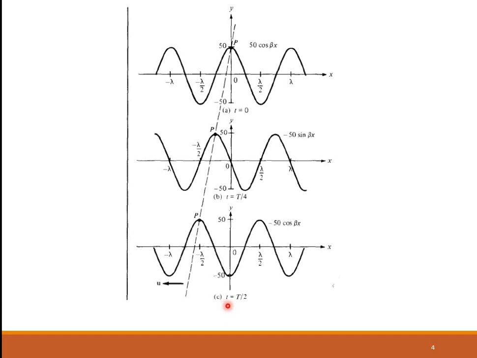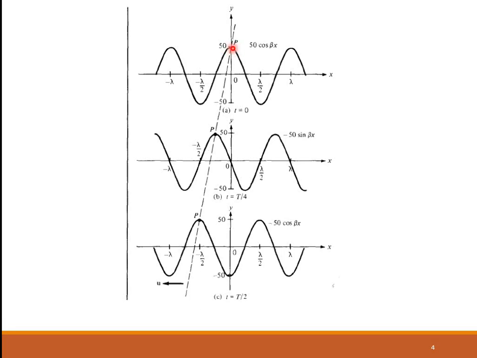Now in the third case, when t is equal to T by 2, you're supposed to get minus 50 cos beta x. That means it is just the reverse of the first case. You just invert this waveform, you will get this. Now, there is something that you can infer from this. Supposing I'm marking this point as P, that means the point where it is attaining this amplitude 50, this point P.